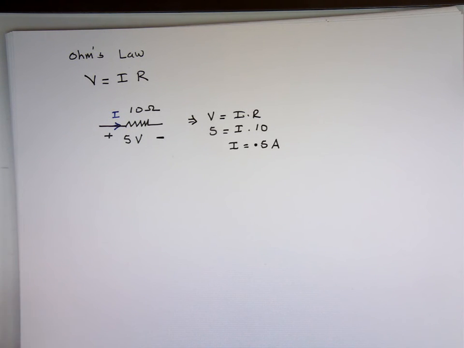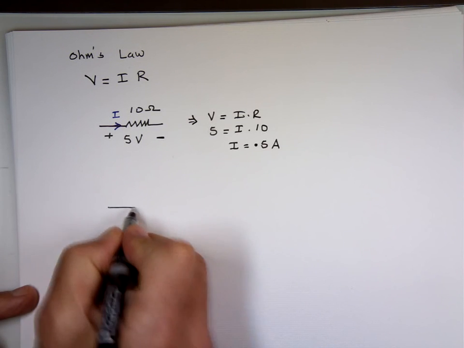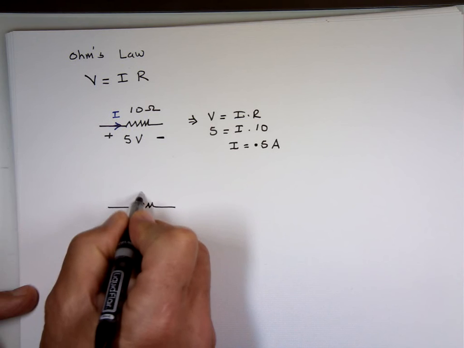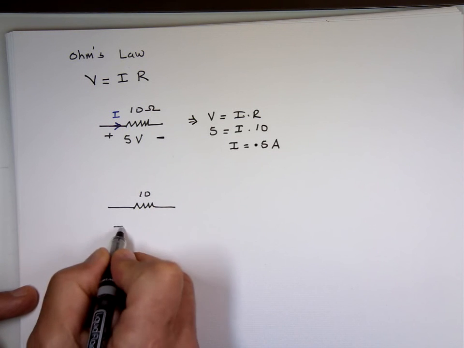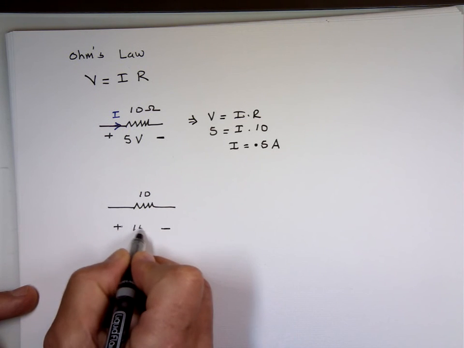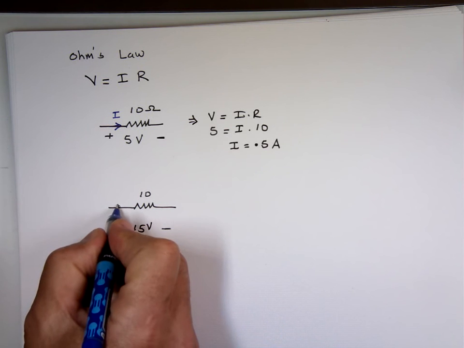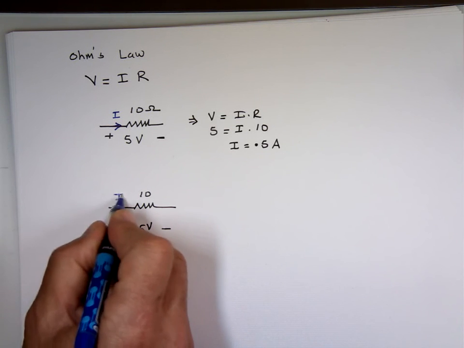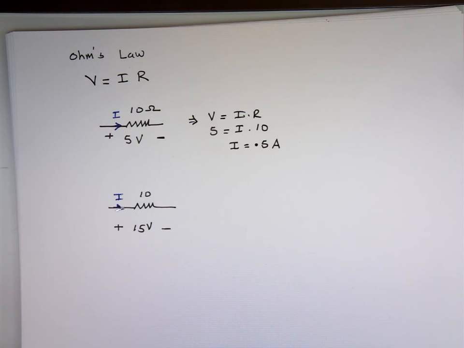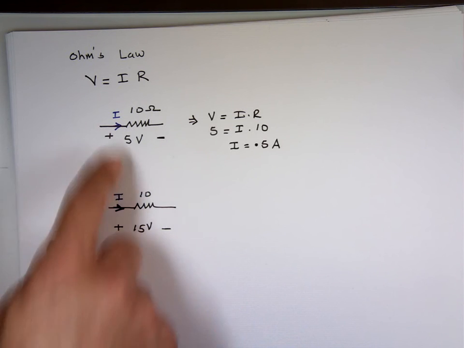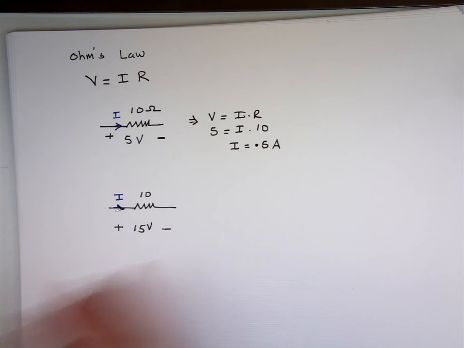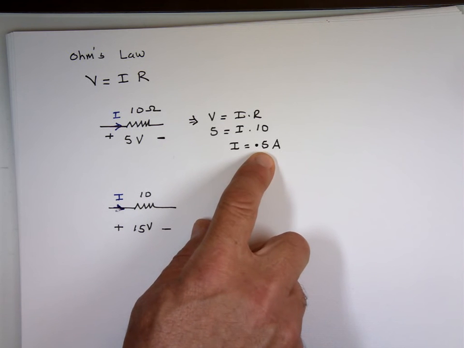Next, what happens if I take that same resistor, but instead of 5 volts, I put 15 volts, plus on this end, minus on that end? That means there's current going from the plus to the minus in that direction. I increased the voltage by 3 times. What do you think is going to happen to that current? Is it going to increase by 3 times? Well, let's see.